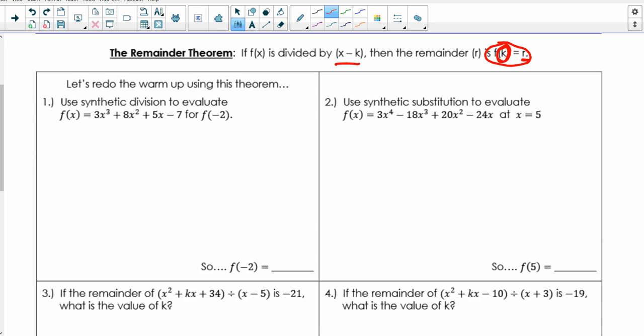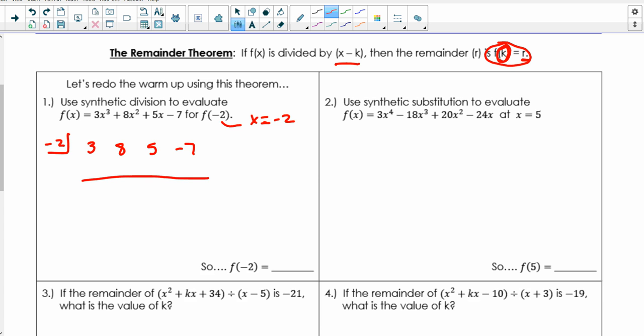Number one says, let's redo the warm-up using this theorem. So using synthetic division, evaluate f of x, again, notice it's the exact same as up above, for x equals negative 2. So if x equals negative 2, I'm going to put this here. For synthetic division, I use the coefficients. So this is a 3, an 8, a 5, and a negative 7. Notice this is x to the third, to the second, to the first, and my constant, so I'm good.